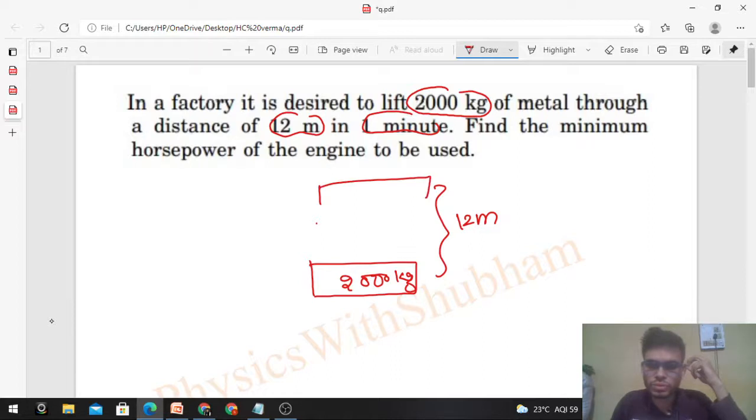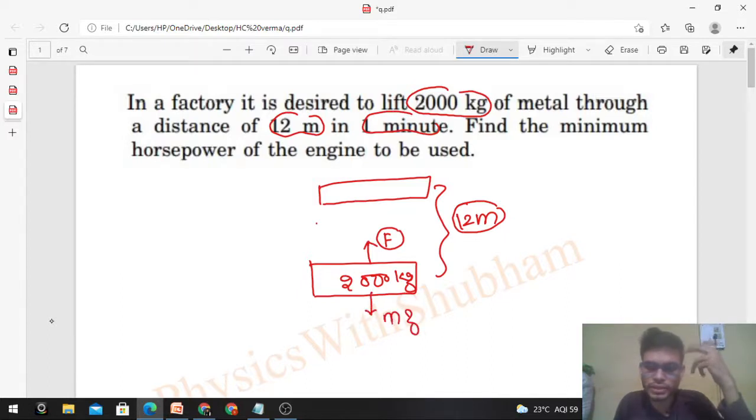So you have to use some kind of engine. So what will that engine do? It will apply some force on this metal, right? It will apply some force on this metal in the upward direction so that this metal can be lifted by a distance of 12 meter in the upward direction, right? So look, first a capital F will act, applied by the engine, and there will be a weight of this metal in vertically downward direction. So these two forces will act on the metal.